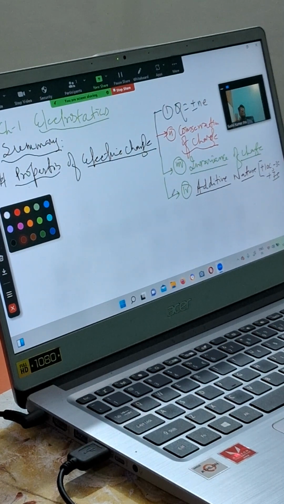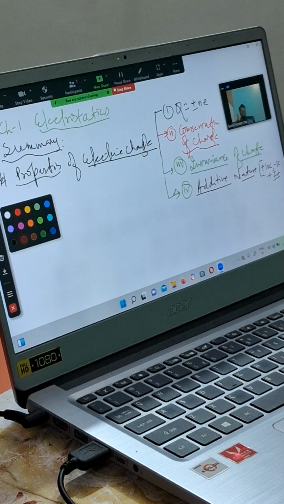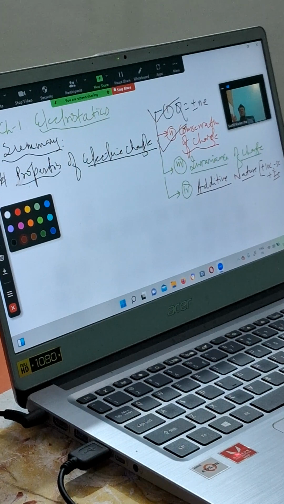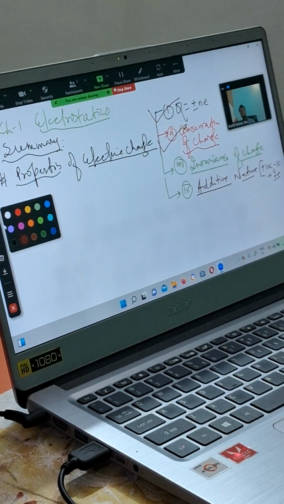But generally you get a question which is a maximum of 2 marks. In that you are told to write 2 points on the properties of electric charge. Then you need to be selective. What could be selective? You select point number 1 and point number 2, which means quantization and conservation. That is a better answer. It doesn't mean that if you write invariance, you won't get marks. So this is the very first topic in electrostatics.